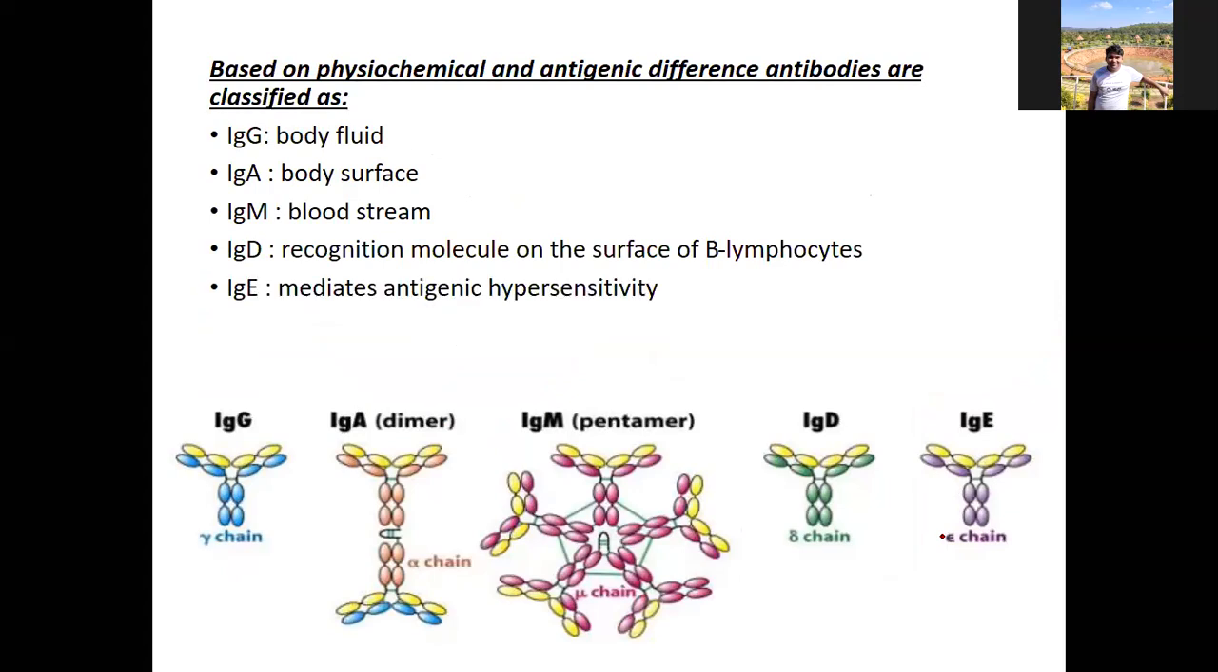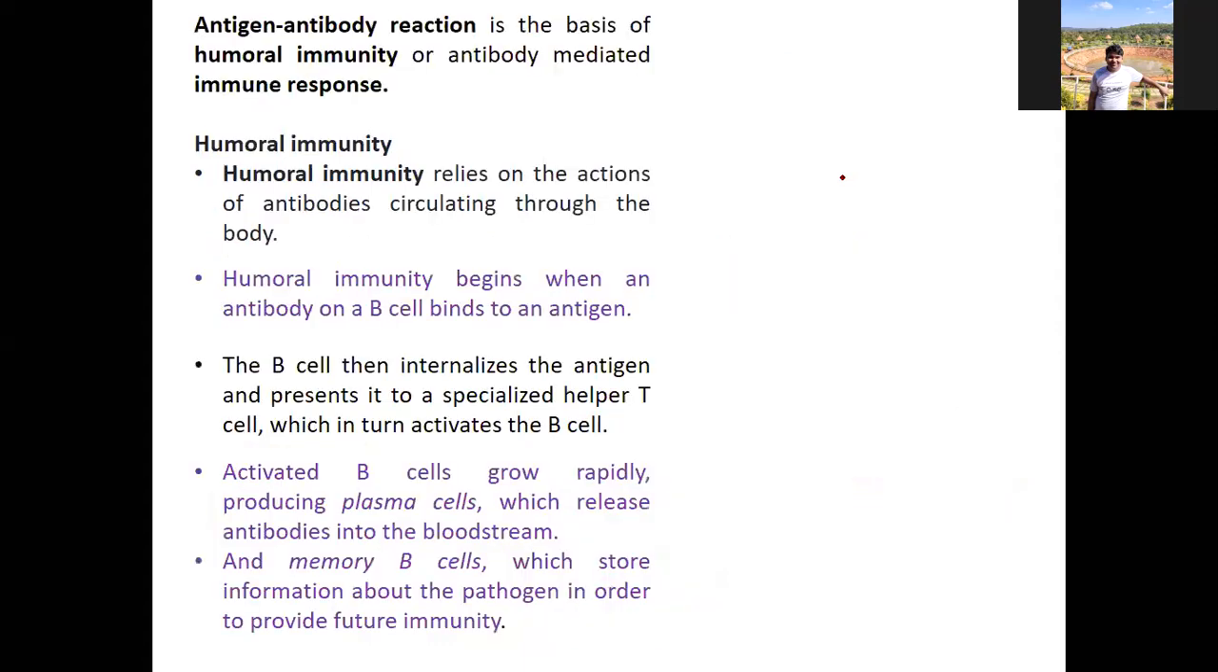These immunoglobulins each have their own specific role to play. As we can see, many of them are monomers, and a few of them are dimers or pentamers. Basically, IgA works in a dimer form, whereas IgM plays its role in the pentameric form. So this was a brief idea regarding the antigen and antibody.